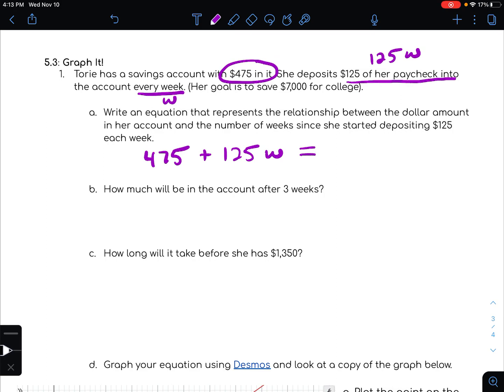So we might just put maybe T for total. Now, it's true that we are going to eventually take a look at a total of $7,000, but we're going to be kind of looking at it along the way. So we're going to use the variable T to stand for total amount of money. So T is total money, W is weeks. So if we define our variables, sometimes that is very helpful.